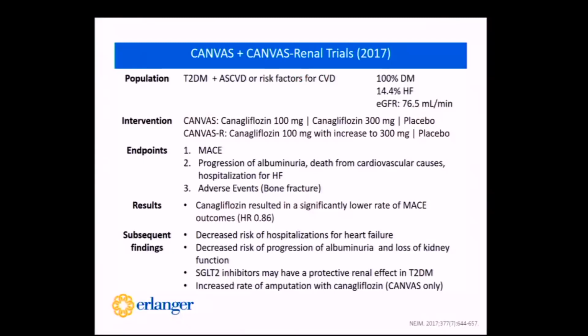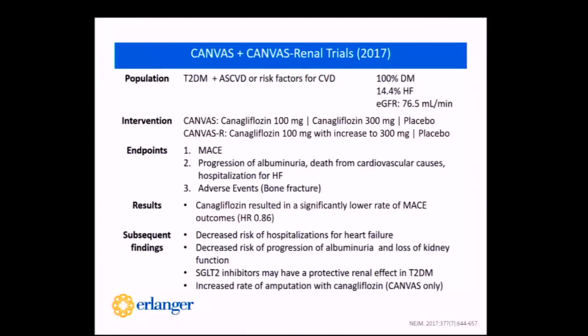Of note, only about 14% of these patients had heart failure at baseline, and the mean eGFR was 76.5 at baseline as well. So the CANVAS trial was looking at canagliflozin 100 milligrams versus canagliflozin 300 milligrams versus placebo, whereas in the CANVAS renal trial, patients were started on the 100 milligrams and increased to 300 milligrams, which was compared to placebo. The endpoints in these trials were major adverse cardiovascular events, MACE outcomes, as well as progression of albuminuria, death from cardiovascular causes, and hospitalization from heart failure.